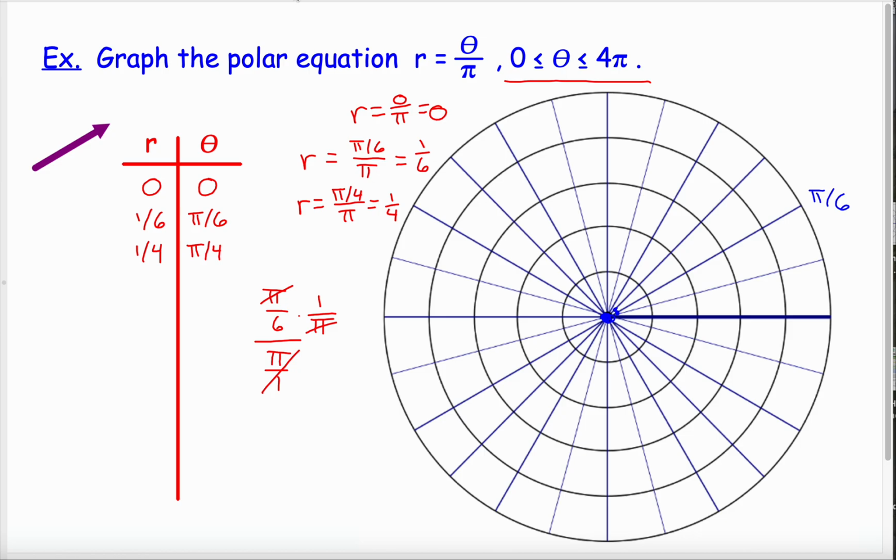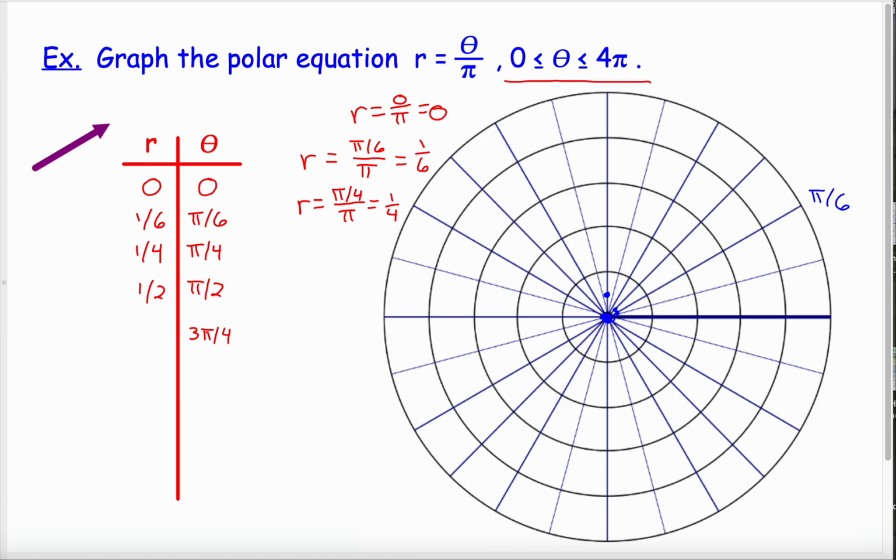So maybe I need to pick some angles that are a little bigger so I can actually have points on my graph. So let's do pi over 2. Then what are we going to get? You're going to get r equals 1/2. That's a little easier to graph, so at pi over 2 I'm at 1/2. Notice my r's are getting bigger as my angles are getting bigger. How about 3 pi over 4?